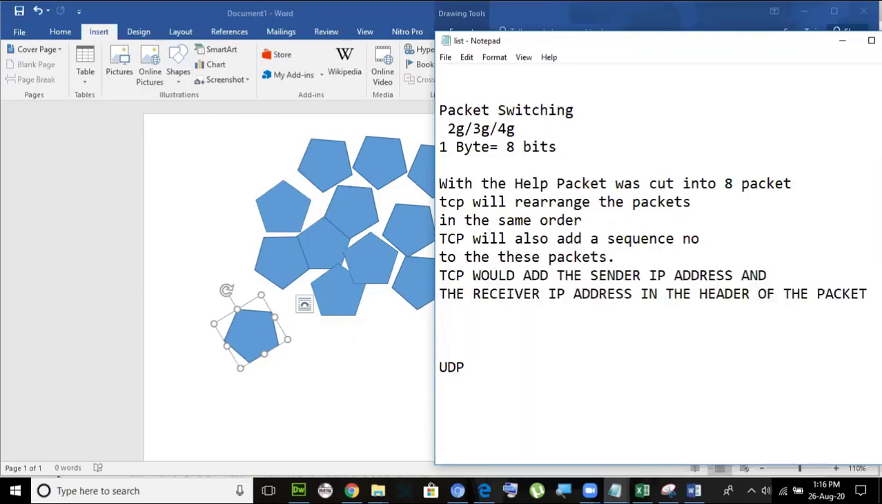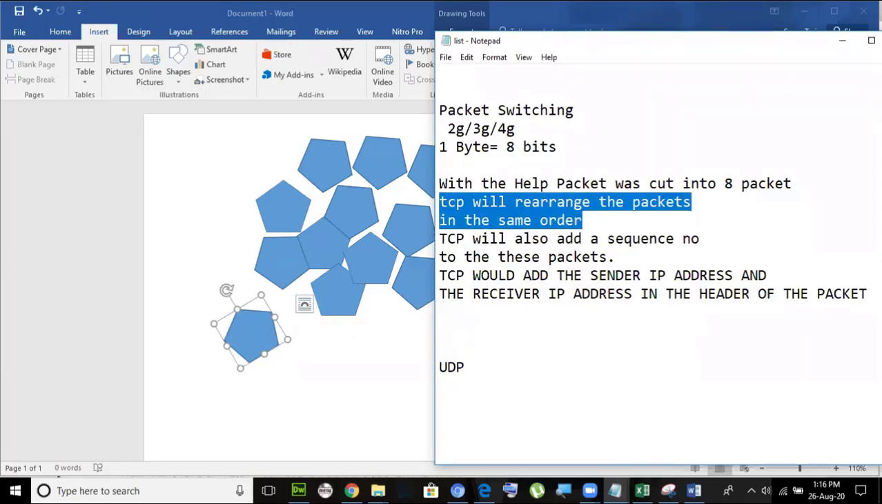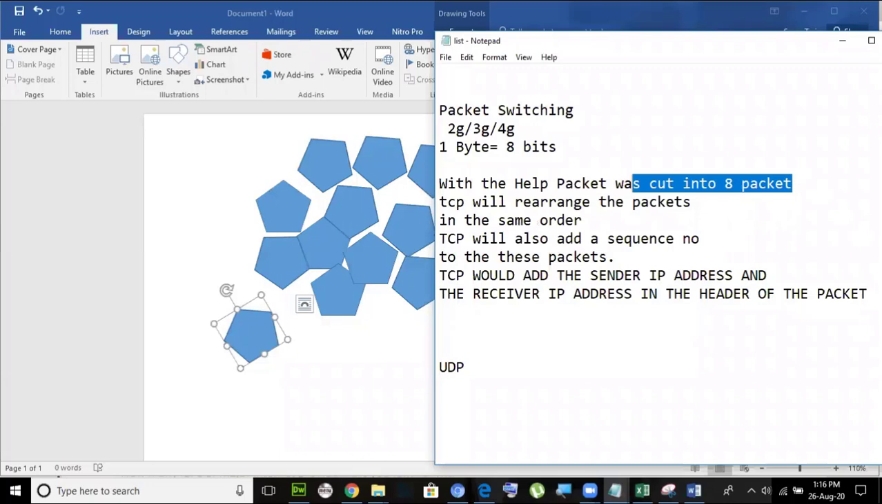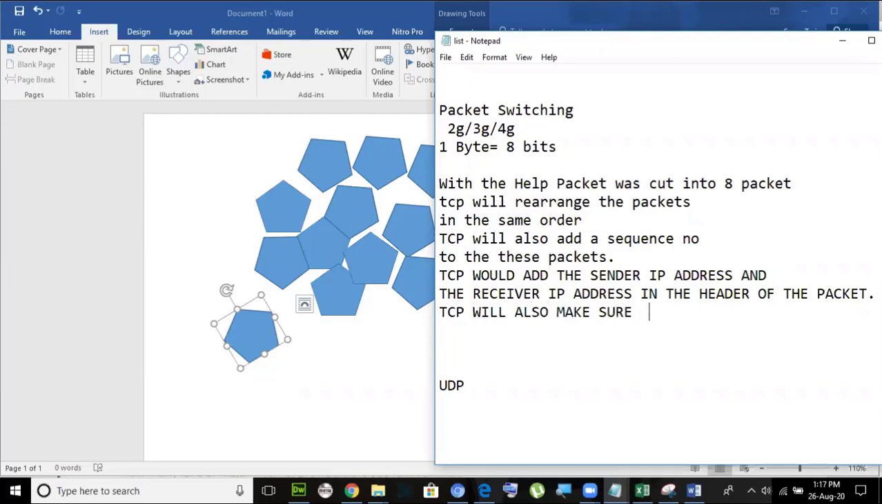TCP adds a sequence number, and TCP makes sure that they are rearranged when they reach the destination. TCP makes sure that we cut down the packet into 8 packets. And one last thing, TCP will also make sure that if one of the packets is not delivered, it will send it again.